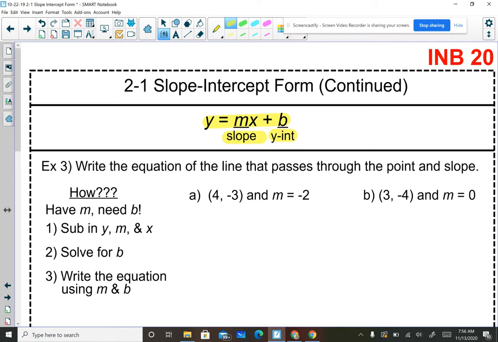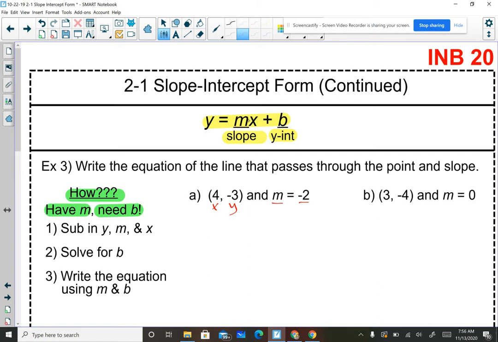But notice here we don't have a graph. So when we don't have a graph, we can't just graph it. We're going to have to do it algebraically. Okay, we're going to use equations to solve it. So when we start example 3, I have over here the directions on how to do this. All right, so first, when we have the slope already and we need the b, look, I don't have a b. What do I have? I have an x and y ordered pair, and I have the slope m. Okay, so those are the three things I have.